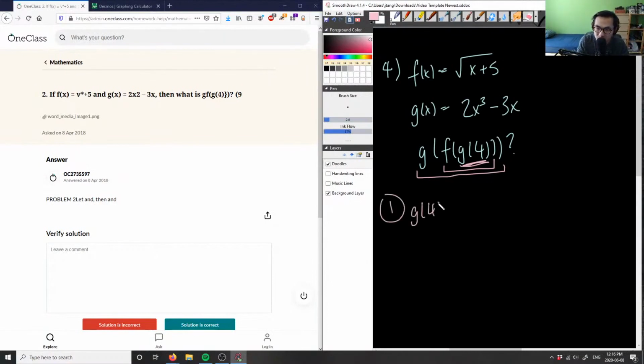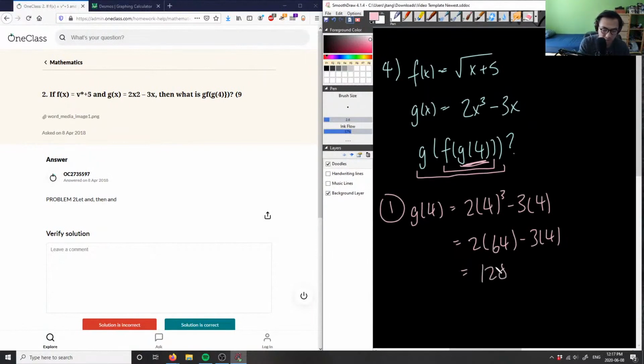So what's g at 4? Well, that's very easy. We can just sub in 4 as our x value here. So g at 4 is going to be 2 times 4 cubed minus 3 times 4. This is going to equal 2 times 4 cubed. So 4 cubed, I believe, is 64. Minus 3 times 4 is going to give me 12. So 2 times 64 is going to give me 128. Let me just verify, 4 cubed is 64, yeah. 128 minus 12 is going to be 116. I believe 128 minus 12 is 116.